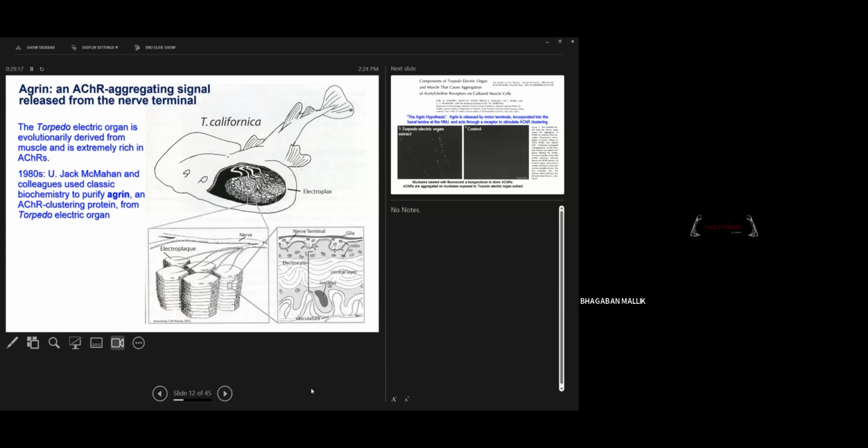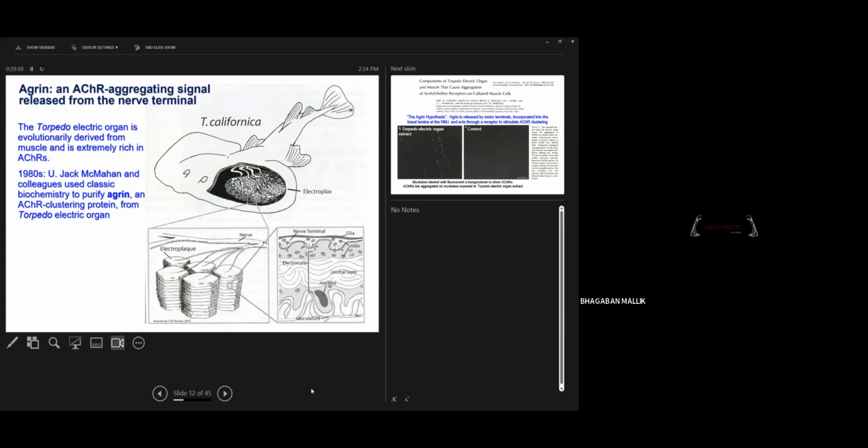So this has been studied in the torpedo electric organ. The torpedo electric organ is evolutionarily derived from muscle and is extremely rich in acetylcholine receptors. This is the torpedo Californica fish, and you have this electric organ which is enriched with acetylcholine receptor. This electric organ is evolutionarily derived from the muscles, that is what I want to say. So it looks like this.